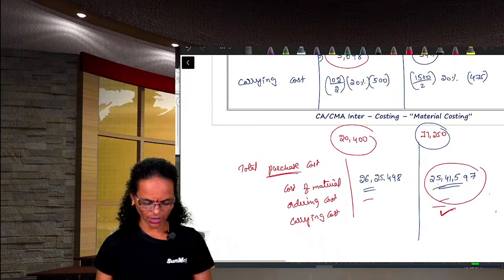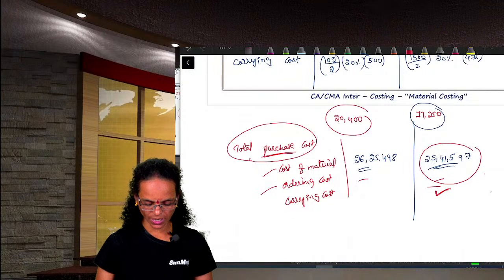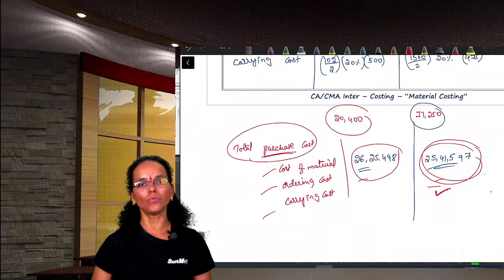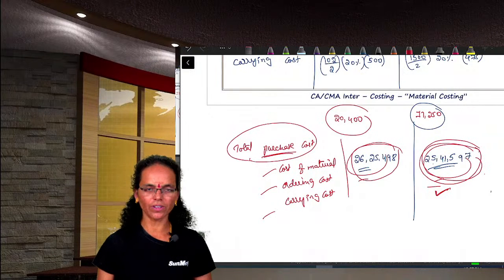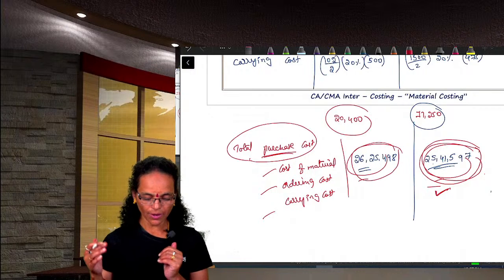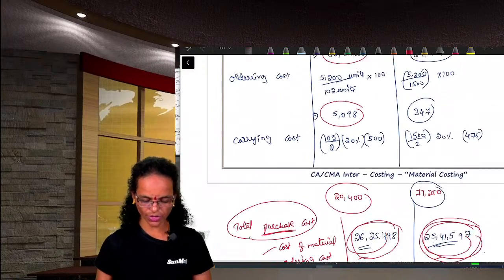You need to check all these under total purchase cost: cost of material, ordering cost and carrying cost. Whichever option is giving less cost, whether it is EOQ or the discounted price, you need to go for that option. Okay, understood, right?